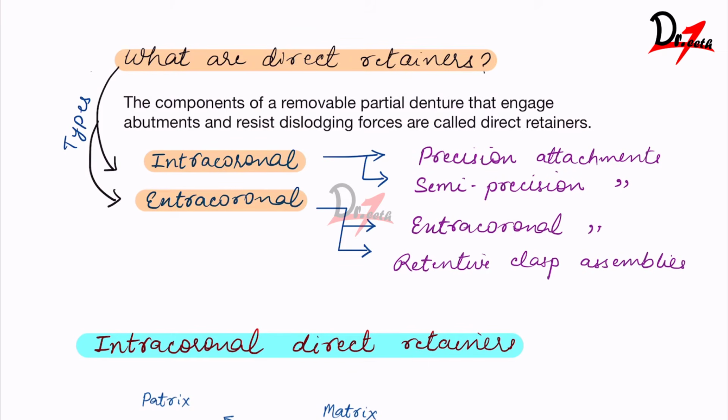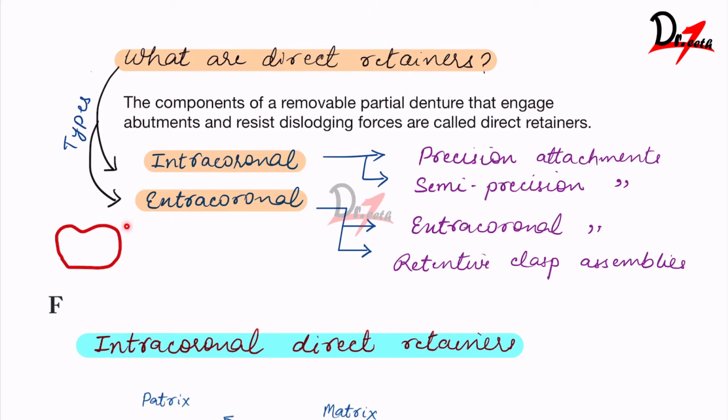Now these direct retainers are of two types. We have the intracoronal and the extracoronal. Okay. So as the name suggests, what do you mean by intra? Intra means within, and coronal means the crown. So the intracoronal retainers lie within the confines, or you can say within the limit of the crown. So let us suppose this is our crown. Okay. So the intracoronal retainer will just lie within the boundaries of the crown.